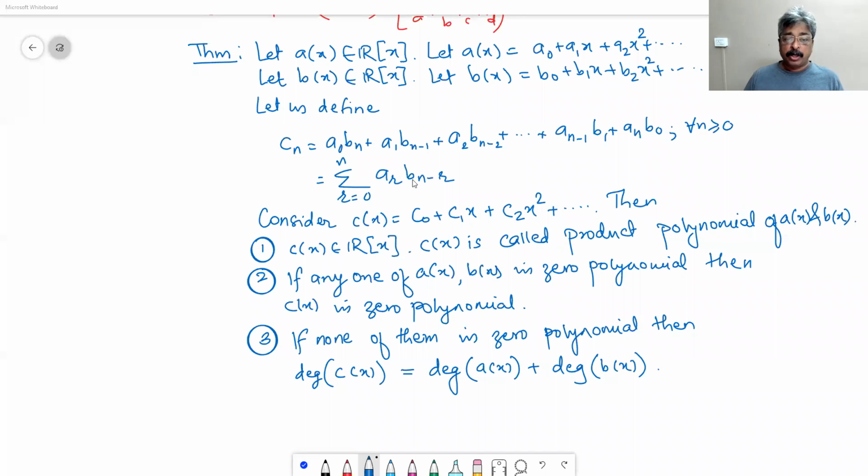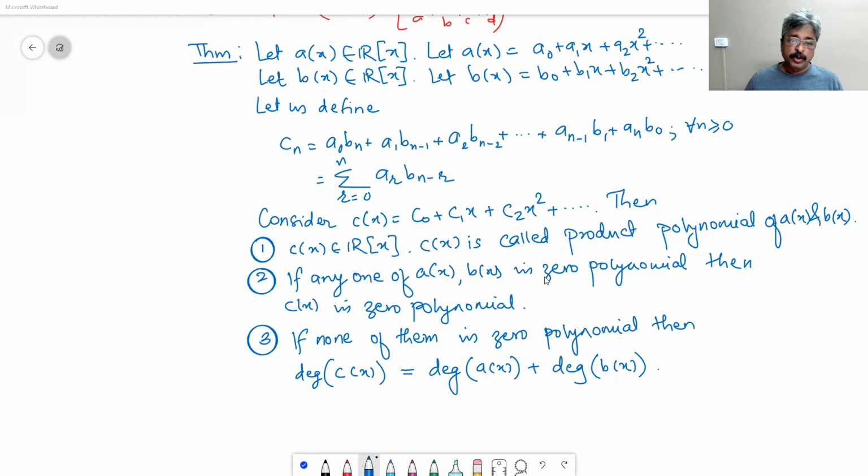Now consider a polynomial c(x) whose coefficients look like this every time: c0 + c1 x + c2 x squared. So when n is 0, it becomes c0. When n is 1, it becomes c1, etc. If we consider a polynomial like this, which is c(x), then c(x) is called the product polynomial of a(x) and b(x).